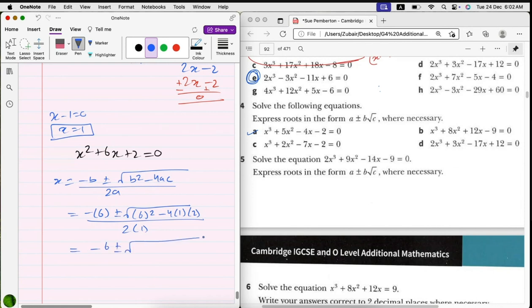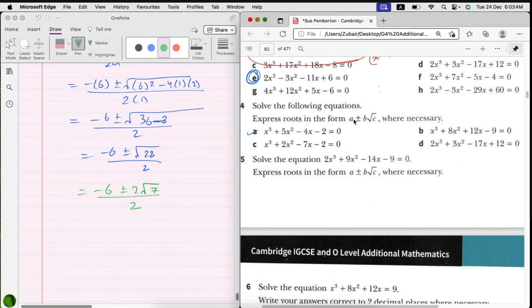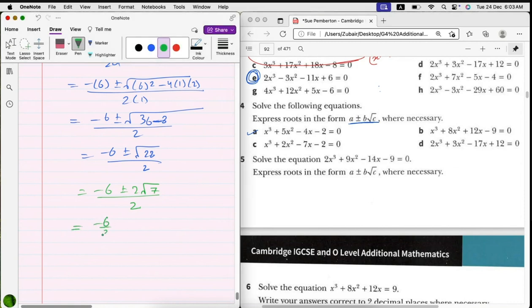Minus 6 plus minus, that's 36 minus 8. 36 minus 8 is 28, over 2. Minus 6 plus minus, checking square root 28 in the calculator gives me 2 square root 7, over 2. In order to convert it into this form where there is no denominator, we just split that up: minus 6 by 2 plus minus 2 square root 7 by 2. So it is finally minus 3 plus minus square root 7.